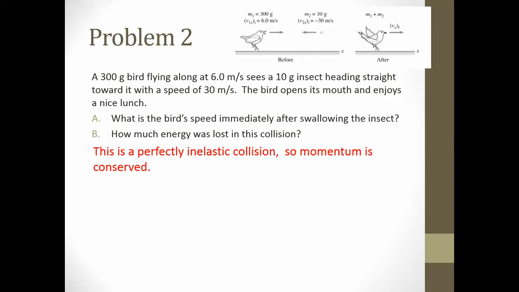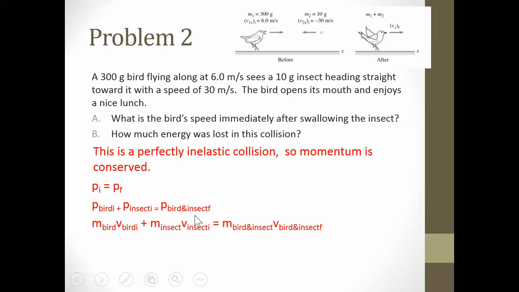So we'll start with, for the first part, finding the bird's speed after swallowing the insect. We're going to use our conservation of momentum. So it's our initial momentum equals our final momentum. The initial momentum of the bird plus the initial momentum of the insect equals the final momentum, which is a combined bird and insect, the momentum of both of them together. Remember, p equals mv, so the initial momentum of the bird, the initial momentum of the insect equals the final momentum of the bird and the insect.